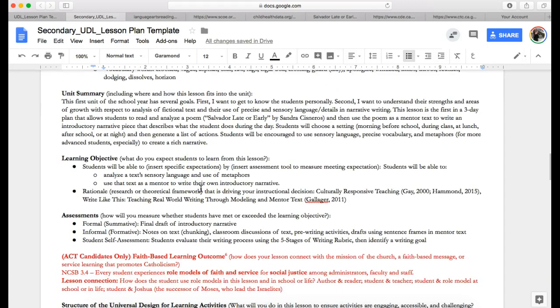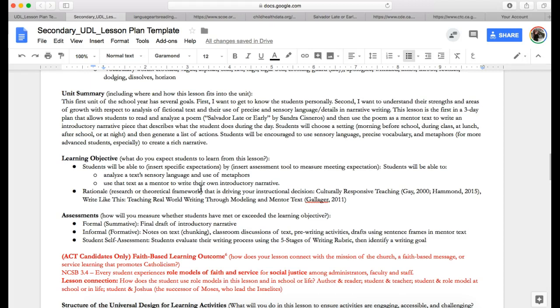Every single lesson will always have a place in a bigger unit that you are developing. So this particular lesson fits at the beginning of the school year. It is a lesson designed to help you get to know the students personally. And so there are several goals here. First, we want to understand the strengths and areas of growth that students have with respect to analyzing fictional text and their ability to use precise sensory language and details in their narrative writing.